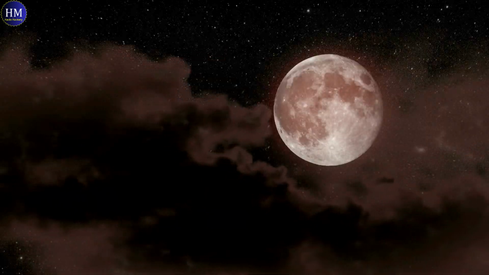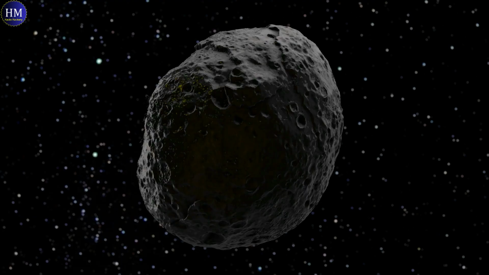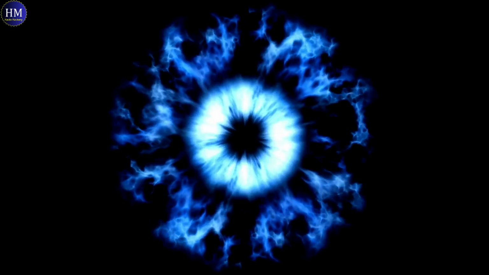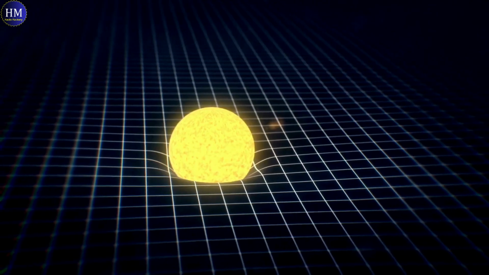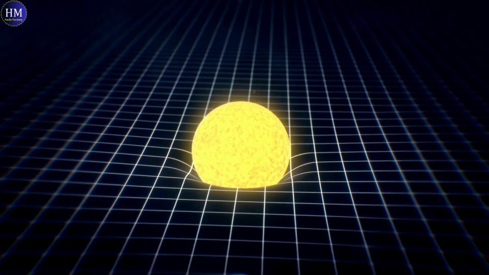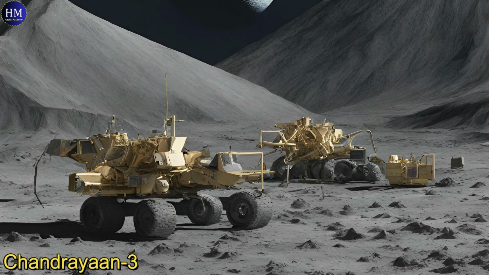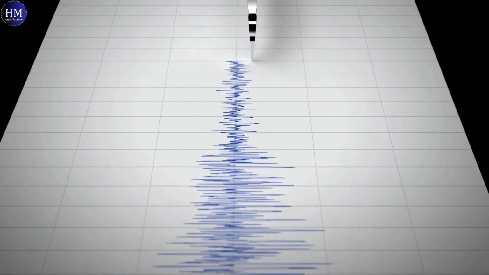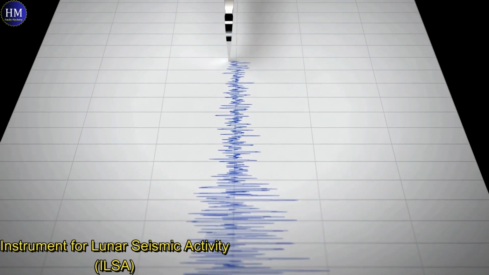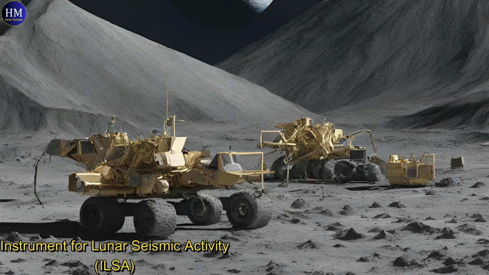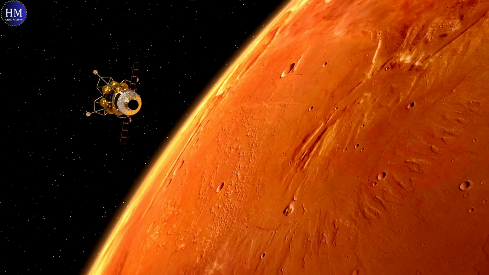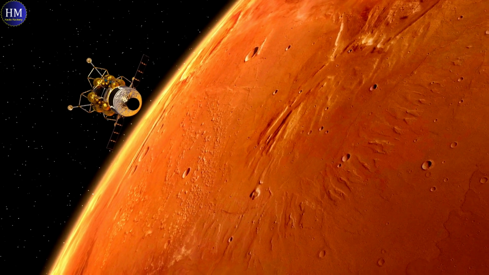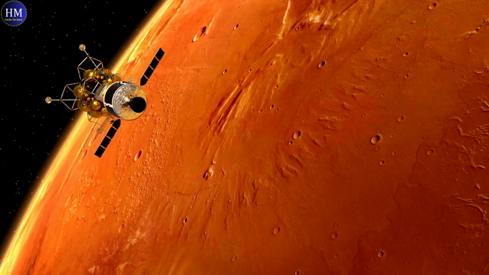Moonquakes can be caused by a variety of factors, including meteorite impacts, thermal expansion and contraction, and gravitational stresses caused by the Earth and Sun. Chandrayaan-3 mission detected a possible moonquake on August 26, 2023, using the Instrument for Lunar Seismic Activity (ILSA) attached to the Vikram lander. The Apollo 17 lunar lander base is also creating small-scale moonquakes on a daily basis.